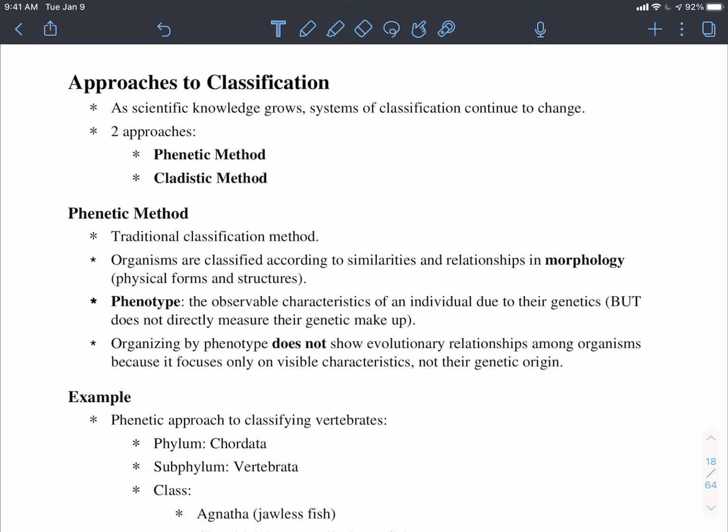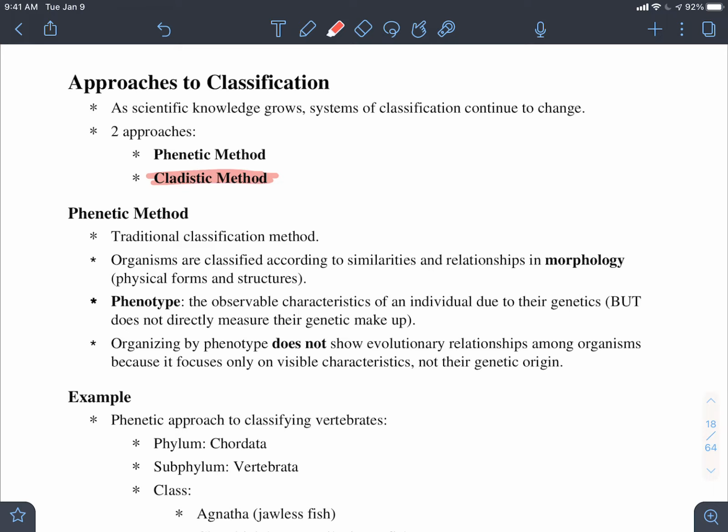Hello everybody. In this lesson we're going to talk about the different ways that we approach classification in biology. Biology uses two different approaches to understand how to classify an organism. When a new organism is approached, we traditionally use the phenetic system or phenetic method. Today, in modern biology, we use a cladistic method. So this is the method we want to focus on for our studies and for any study you do in the future.